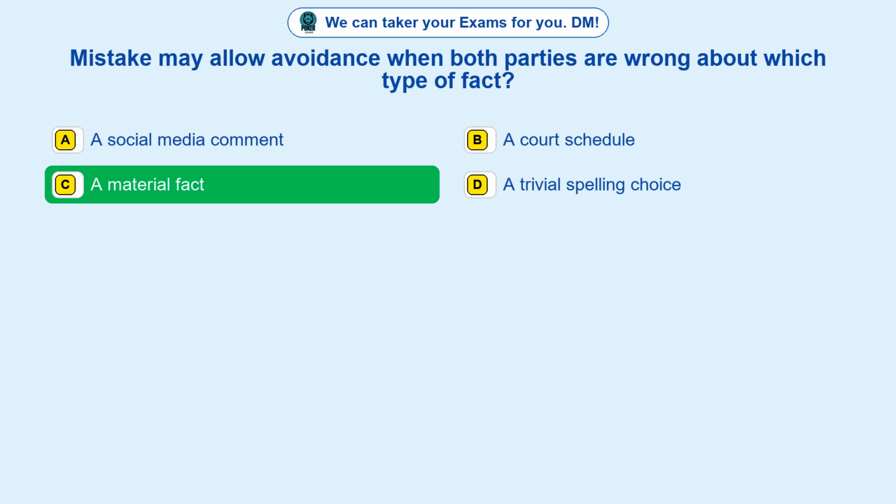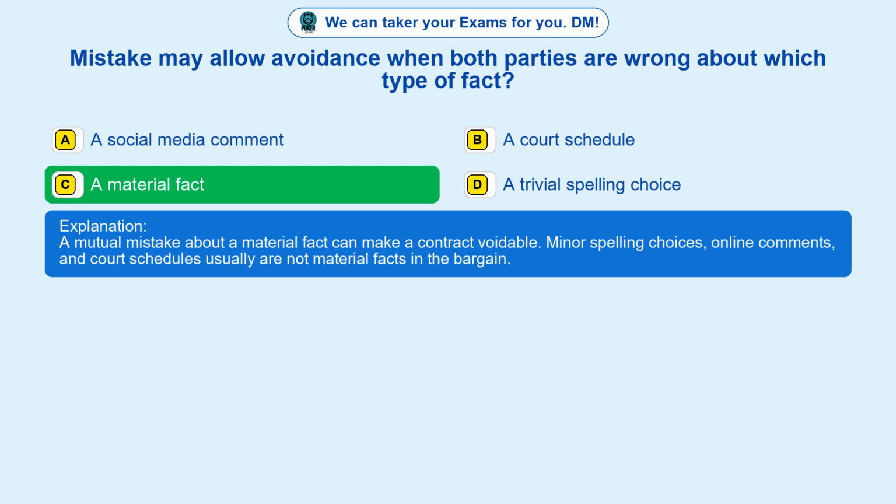A material fact. A mutual mistake about a material fact can make a contract voidable. Minor spelling choices, online comments, and court schedules usually are not material facts in the bargain.